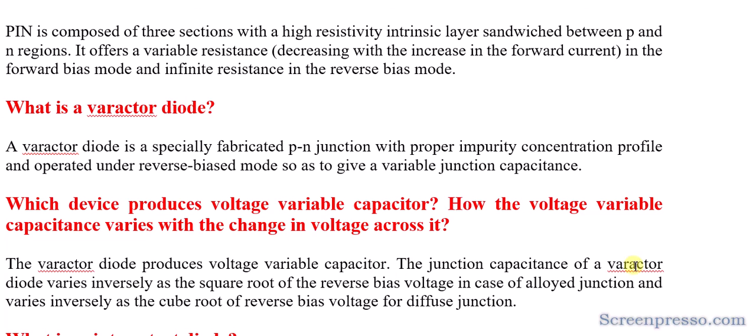The junction capacitance of a varactor diode varies inversely as the square root of the reverse bias voltage in case of alloyed junction, and varies inversely as the cube root of the reverse bias voltage for diffuse junction. How both are related, junction capacitance and the reverse bias voltage, we need to remember here. So this is all about varactor diode.